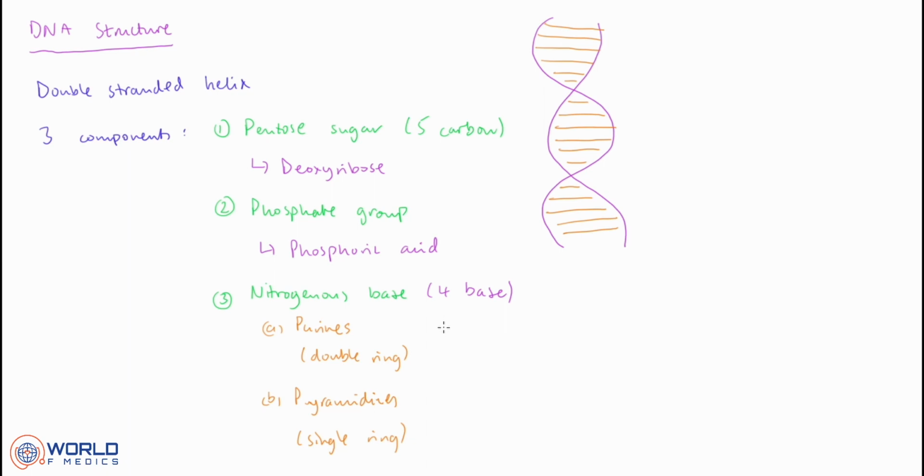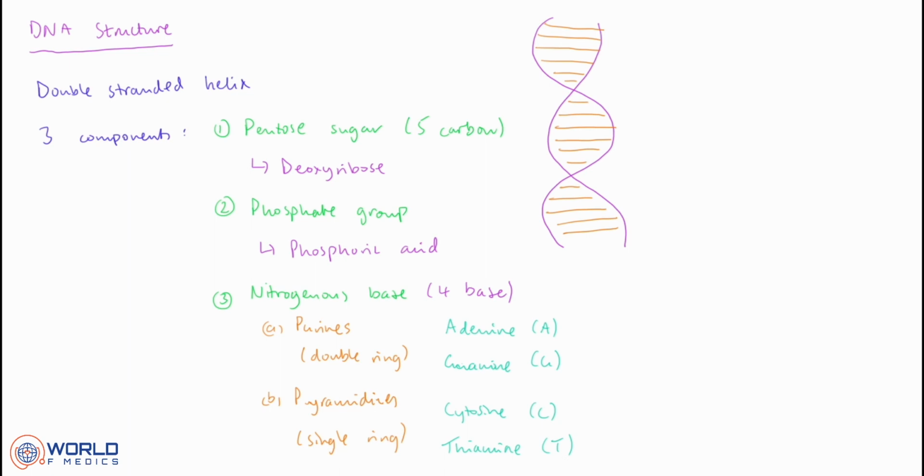So when we think about purines, what we have is something called adenine, and we'll put A for short, and we have guanine, and we'll put G for short. And when we think about pyrimidines, we've got cytosine, we'll put C, and we have thymine. So cytosine and thymine are our pyrimidines.